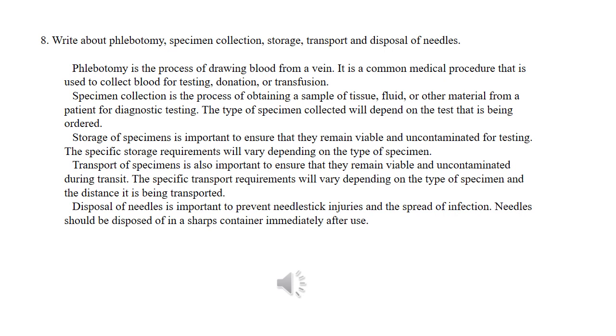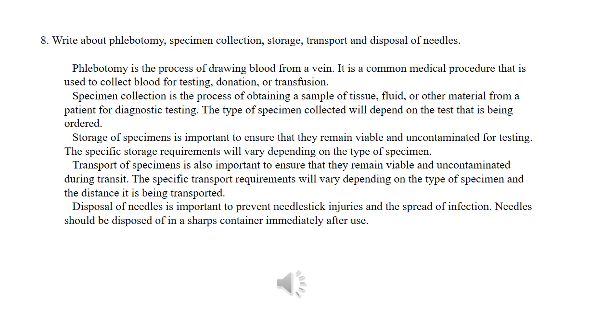Question 8. Write about phlebotomy, specimen collection, storage, transport, and disposal of needles. Answer. Phlebotomy is the process of drawing blood from a vein. It is a common medical procedure that is used to collect blood for testing, donation, or transfusion.